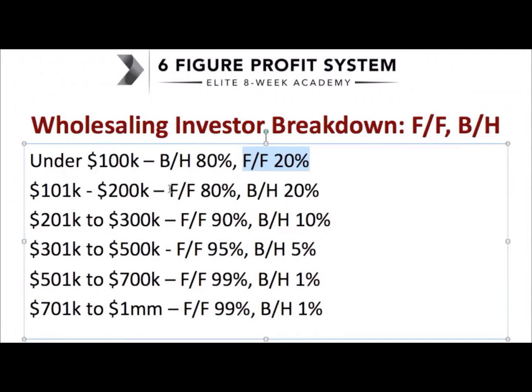When you go to the 100 to 200, 80% of them are fix and flippers and only 20% of them are buy and hold. So as you go up, you're going to wholesale mostly to fix and flippers and less to buy and hold. When you get to the 200 to 300, the majority of them, 90% of them that you're going to wholesale to are going to be fix and flippers. Of the available investors, there's about 10% of them that still do buy and hold between 200 to 300. And then it just keeps going down from there.